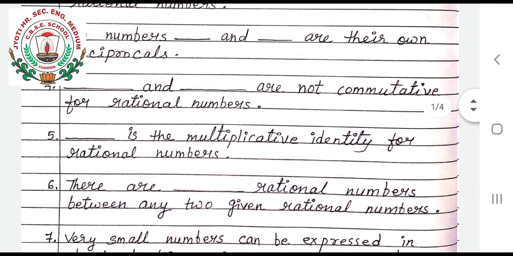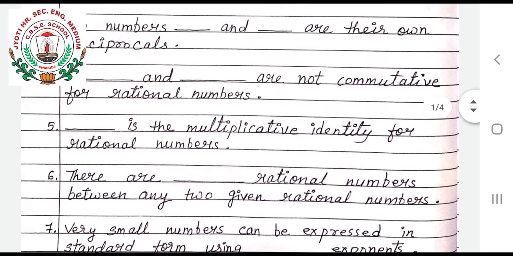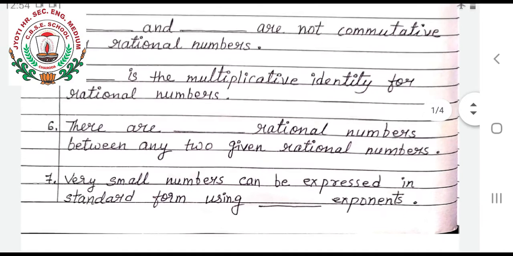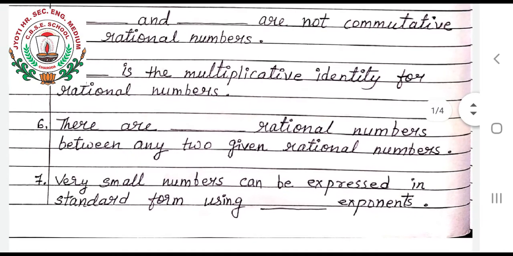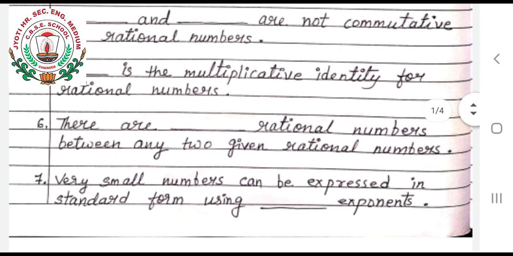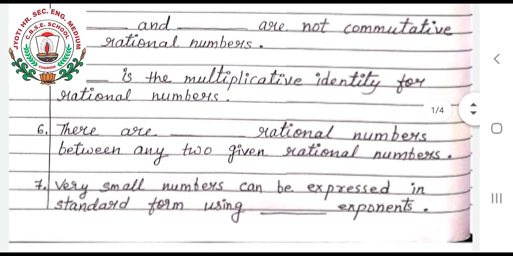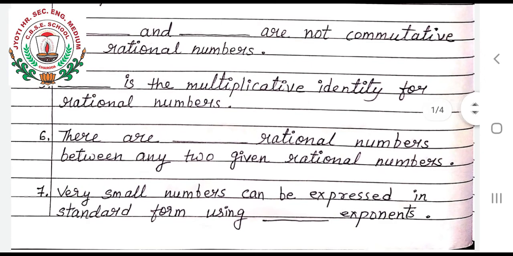There are dash rational numbers, meaning how many rational numbers are there in between two given rational numbers. The next is very small numbers can be expressed in standard form using dash type of exponents. Which type of exponents? Either it can be positive or negative, that you have to go through, what we have discussed, points given at the back of your chapter.